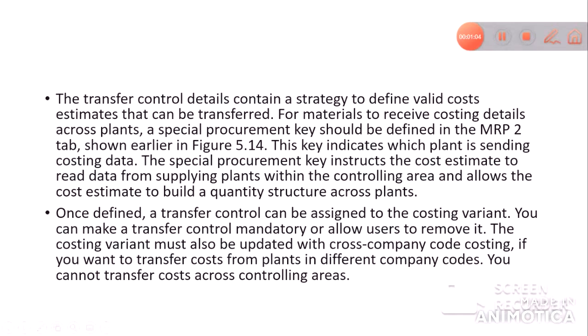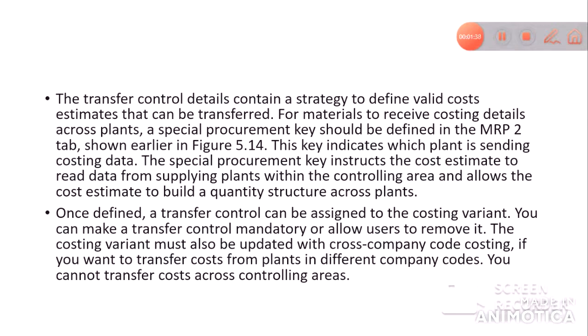For materials to receive costing details across plants, a special procurement key should be defined in the MRP2 tab shown earlier in the figure. This key indicates which plant is sending costing data. The special procurement key instructs the cost estimate to read data from supplying plants within the controlling area, and allows the cost estimate to build a quantity structure across plants.